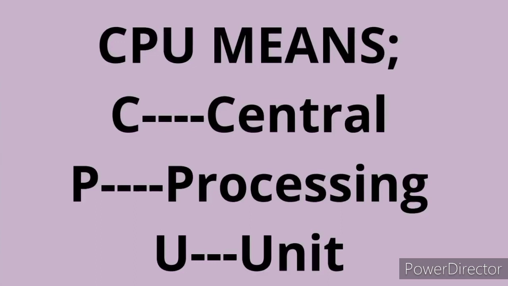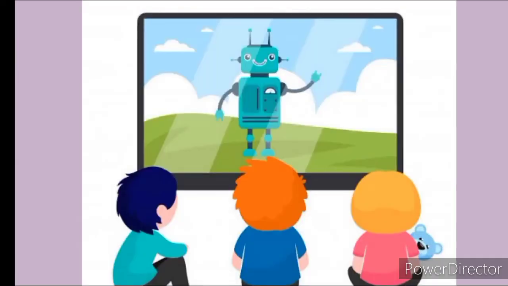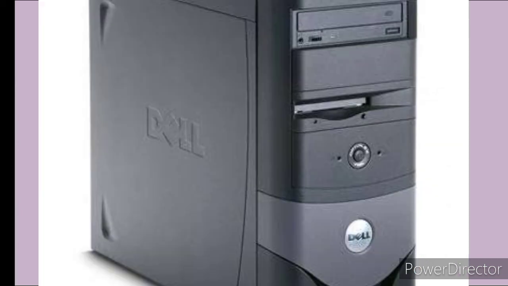Can you see my three friends, Ben, John, and Kenneth? They want to watch a movie. So what do they need? They need the television and the DVD player. So they insert the DVD CD into the DVD player, and the cartoon is being displayed on the television. Wow! This is a system unit.